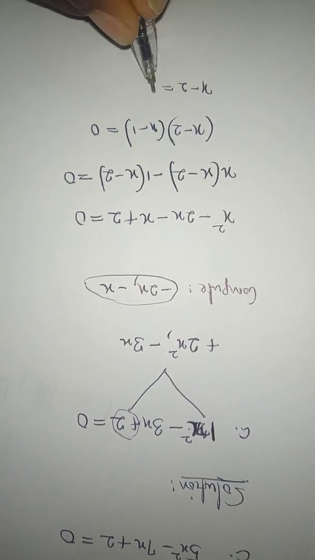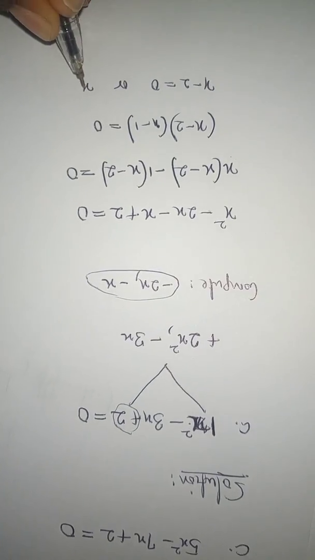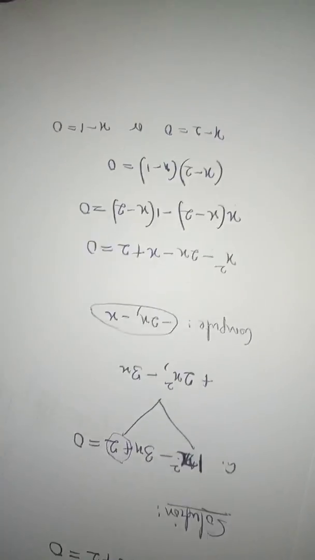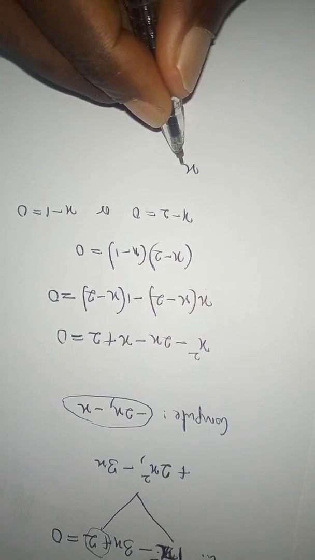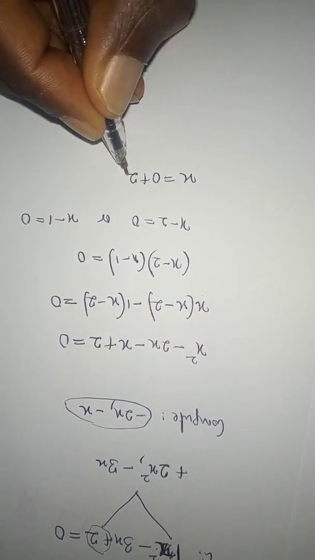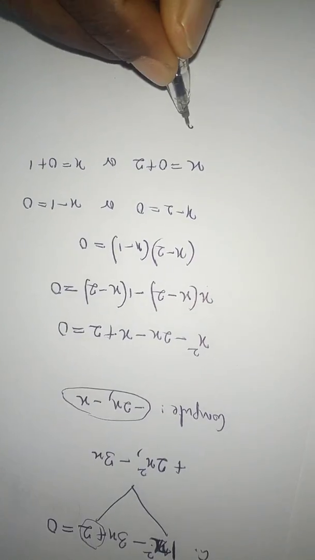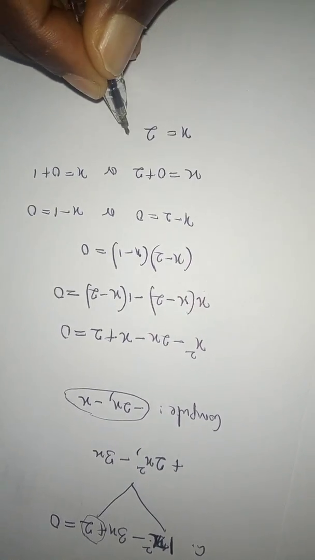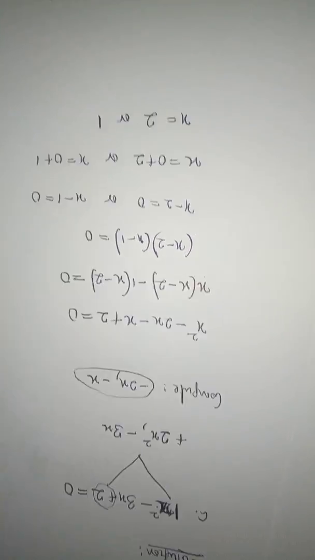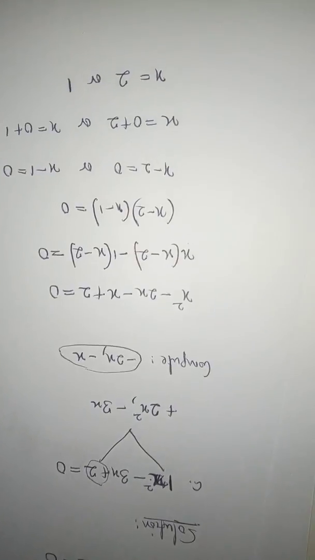So you make things fall apart. x minus 2 equals 0 or x minus 1 equals 0. x equals 0 plus 2 or x equals 0 plus 1. In conclusion, we have x equals 2 or 1.